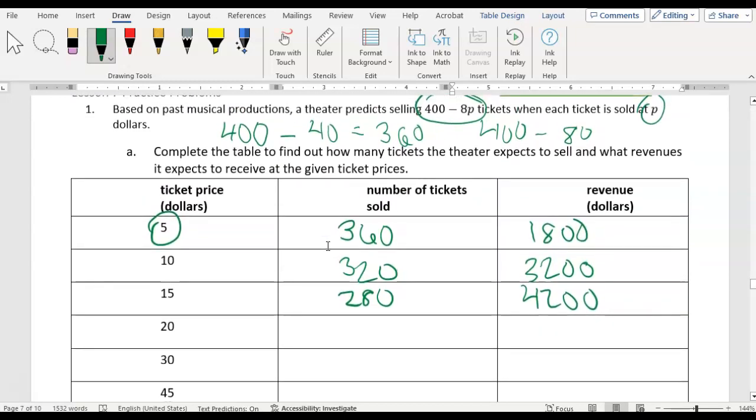Right now, if I go up to $20 a ticket, 8 times 20 is 160. 400 minus 160 allows us to sell 240 tickets. 240 tickets times 20 gives us $4,800.